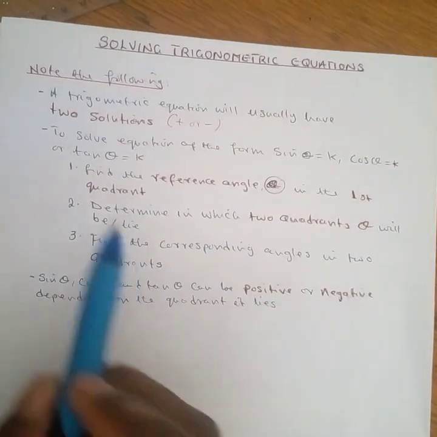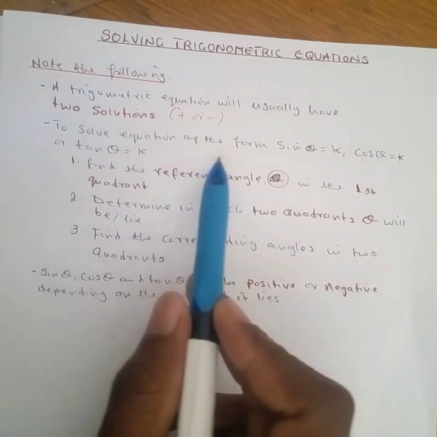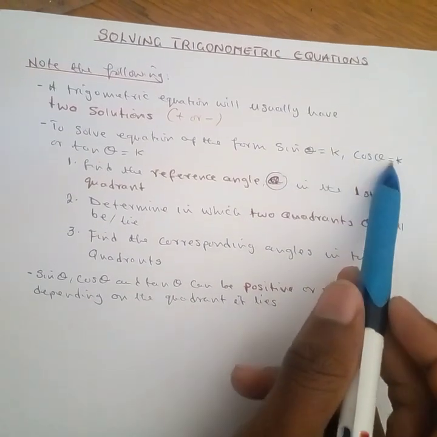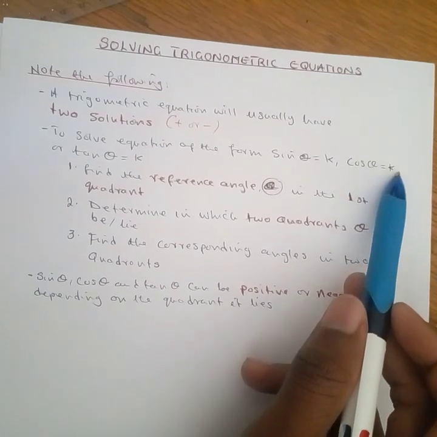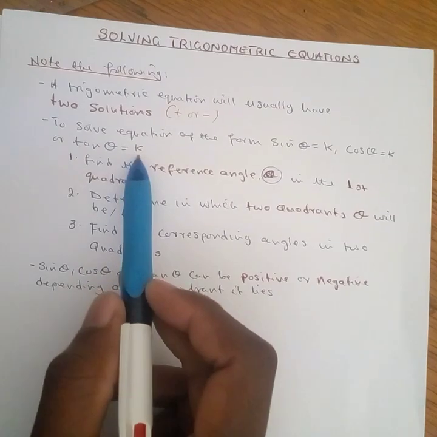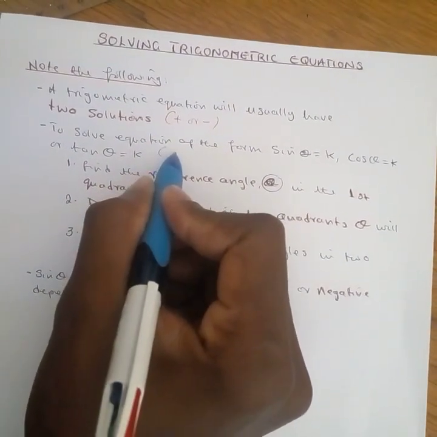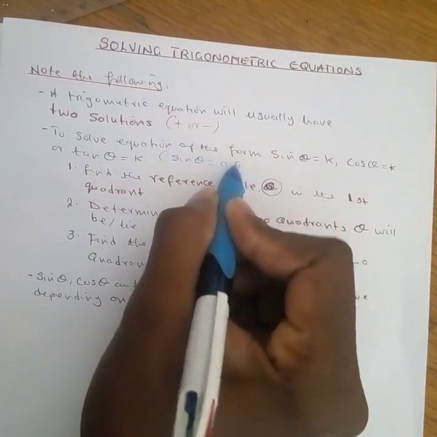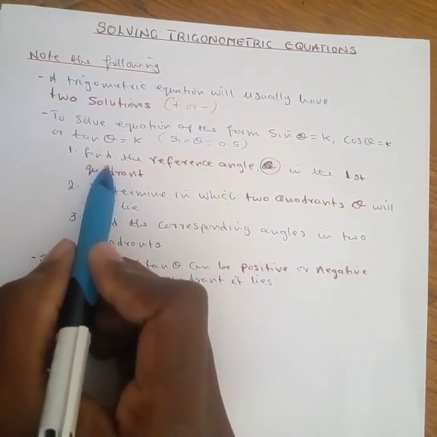It has two answers. Now, to solve an equation of the form sine theta is equal to k, or cos theta is equal to k, or tan theta is equal to k, remember, k can be any number. It can be 0.5, it can be 2.6, it can be any number. So this can be something like, for example, sine theta is equal to 0.5.